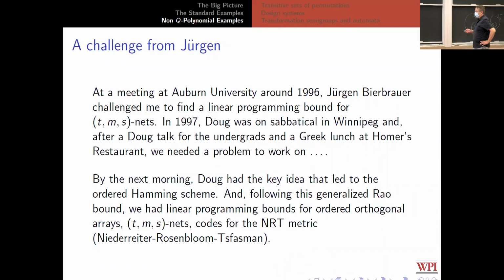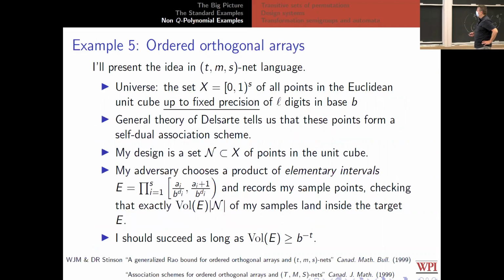And we had a linear programming bound. Basically, it's a metric space, but the metric doesn't give you the association scheme. You need to take a fission of that metric, and you get these Niederreiter-Rosenblum-Tsfasman metric. This has generated a lot of literature, but this is all because Doug saw this thing.